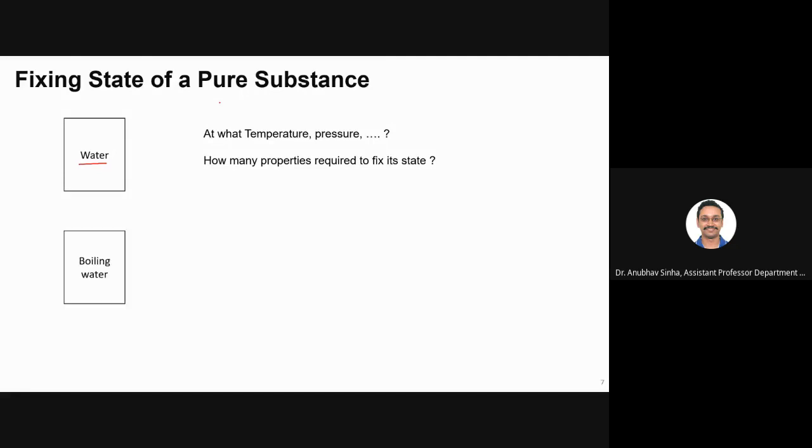Now let us say, instead of normal water, I have boiling water. How many properties do I need to fix the state of this boiling water? Pressure only. Only one property. Okay, pressure, or I can have temperature also. When I say water is boiling at 100 degrees Celsius, it has to be at 101 kilopascal, which is basically your atmospheric pressure. Or if I say water is boiling at atmospheric pressure, then it has to be 100 degrees Celsius. So these two are related.